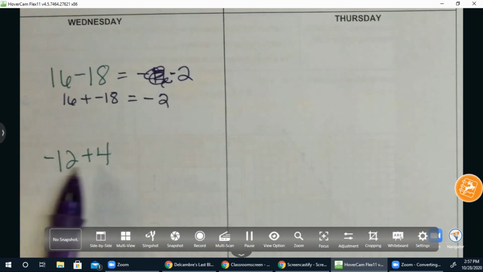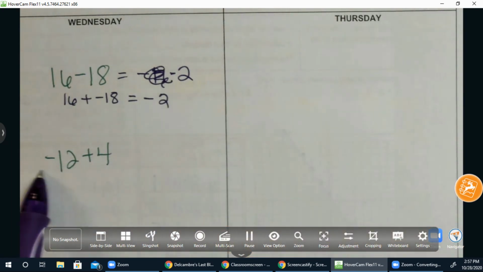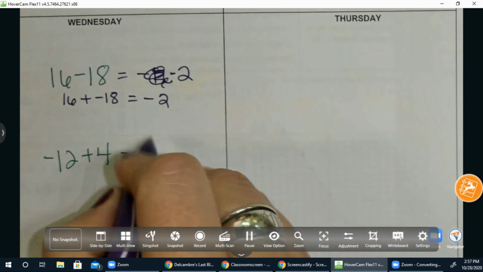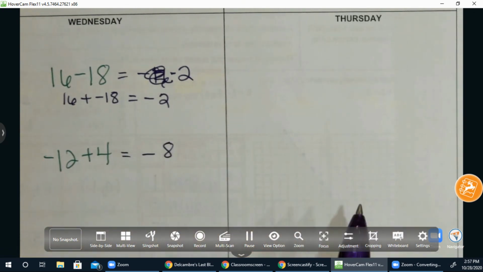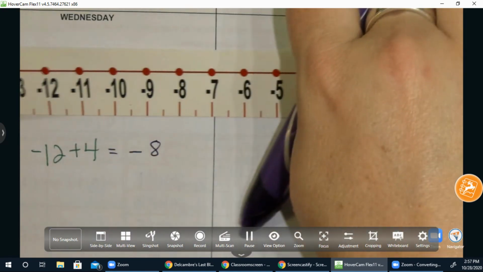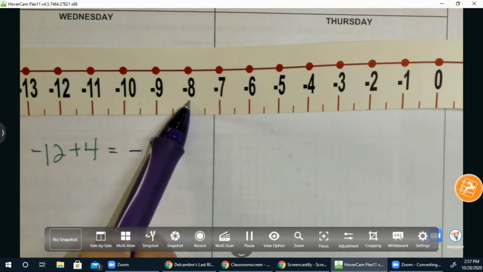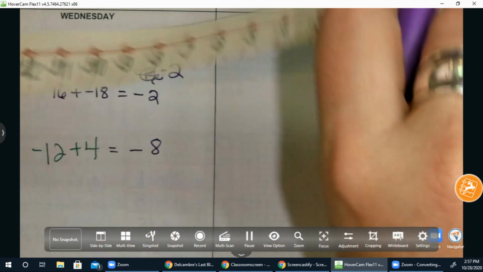Then I have negative 12 plus 4. So think about this as on the number line. So I have negative 12. I'm adding 4. So my answer would be a negative 8. Negative 8. Okay, and I'm just going to show you right here. We have negative 12. We add 4. 1, 2, 3, 4. And we end up at negative 8.